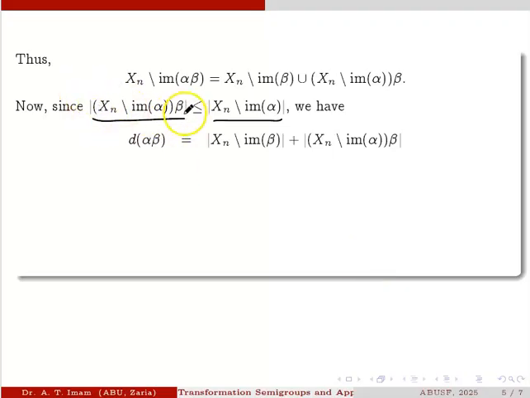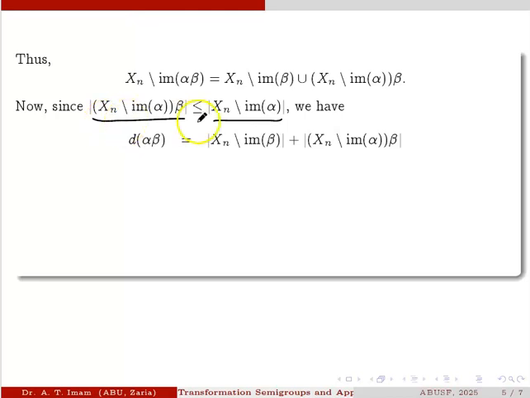So we are saying that the cardinality of this set, the white portion of the image of β, must be less than or equal to the cardinality of this set, which is the white portion inside the domain of β. The white portion, that is the complement of the image of α.